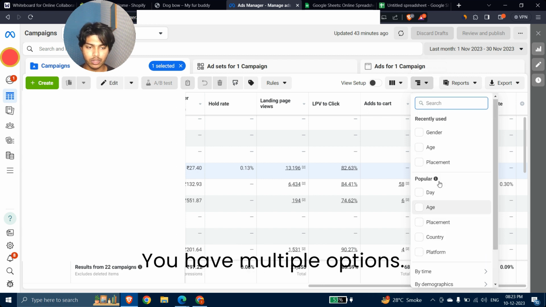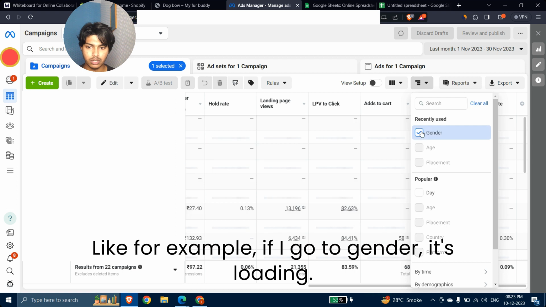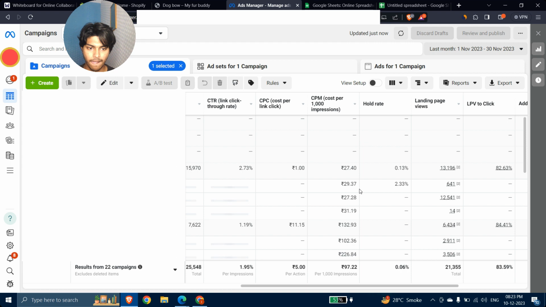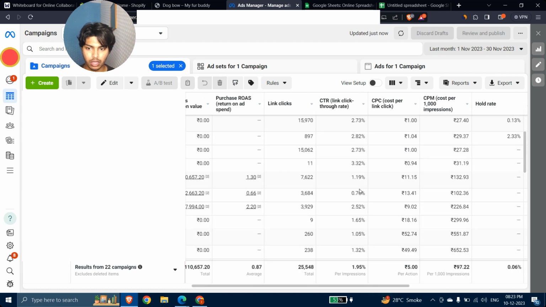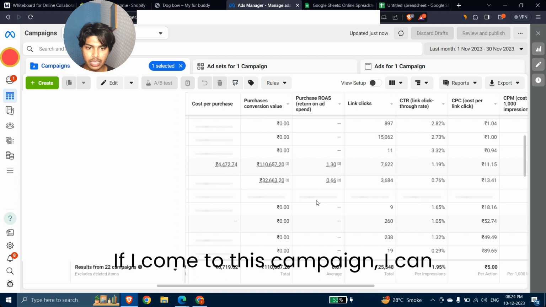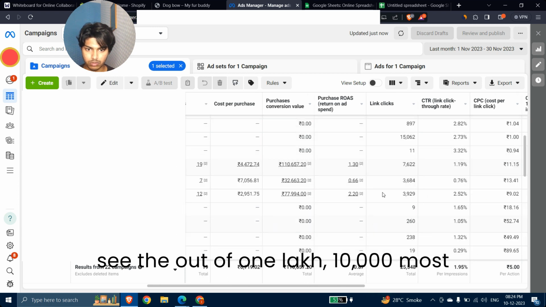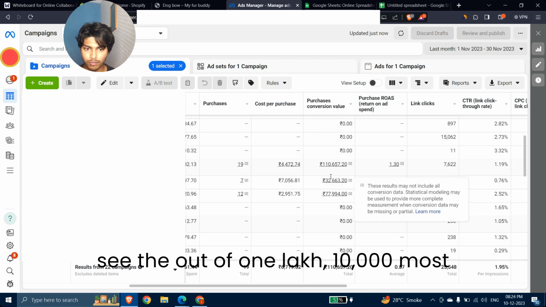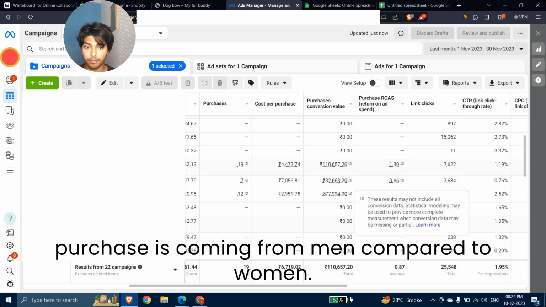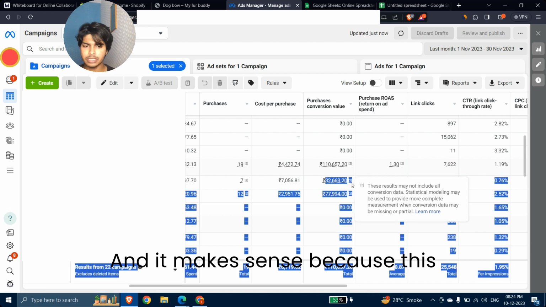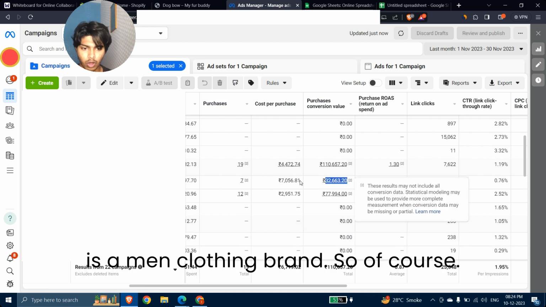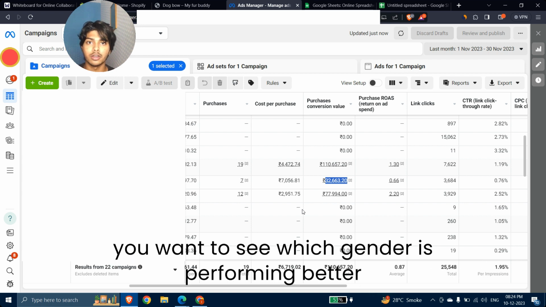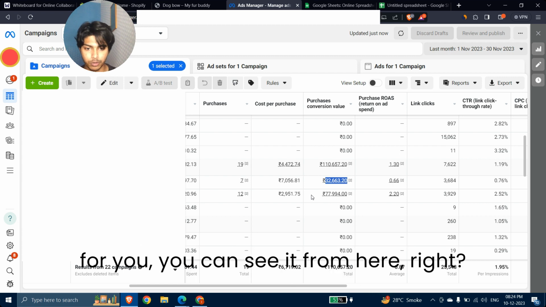For example, if I go to gender, it's loading gender. And if I come to this campaign, I can see that out of 1,10,000, most purchases are coming from men compared to women, and it makes sense because this is a men's clothing brand. But if you have a gender neutral brand and you want to see which gender is performing better for you, you can see it from here, right?